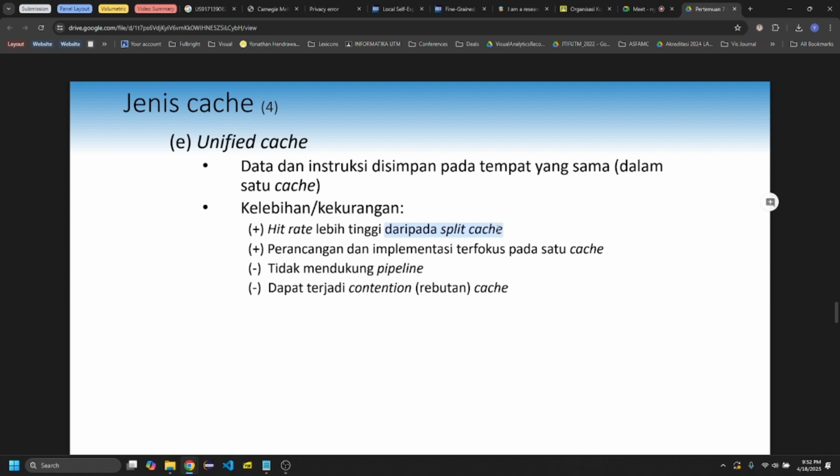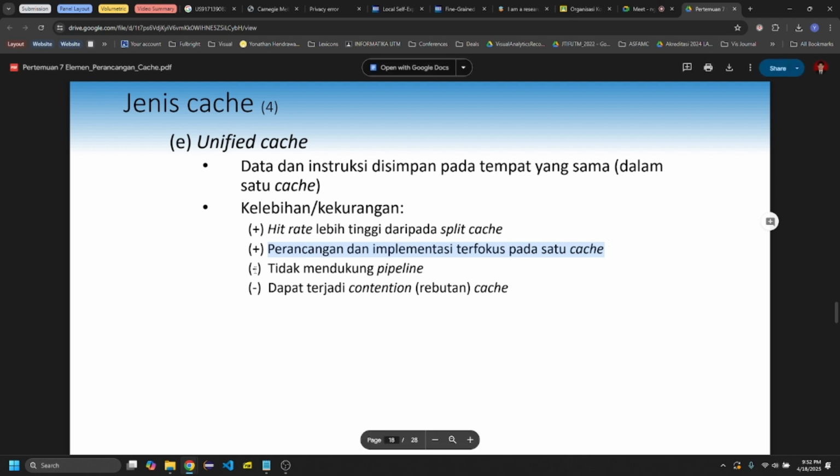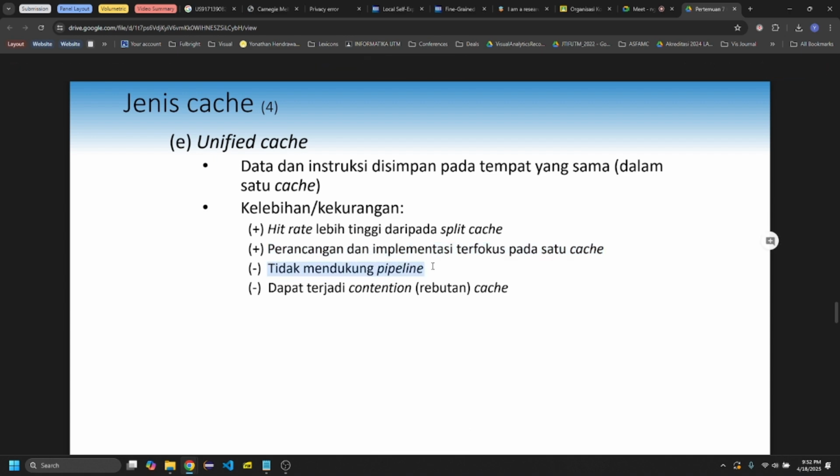Split cache here, it has a dedicated cache storing the instruction, and another dedicated cache storing the data. So it is separated. But because in the unified everything is treated the same, then hit rate is higher. And then the design and implementation just needs to focus on only one cache because everything is stored there. However, the downside, it doesn't support pipeline.